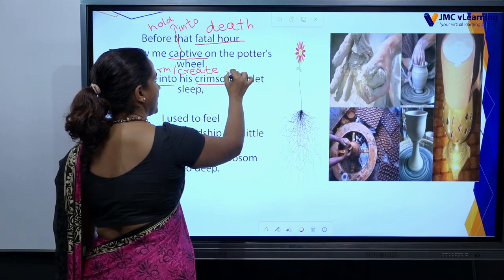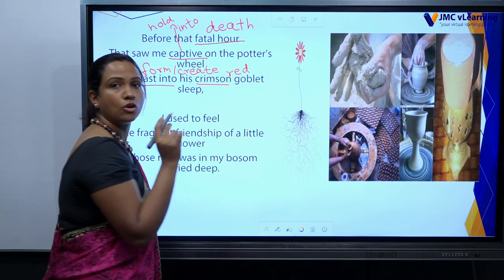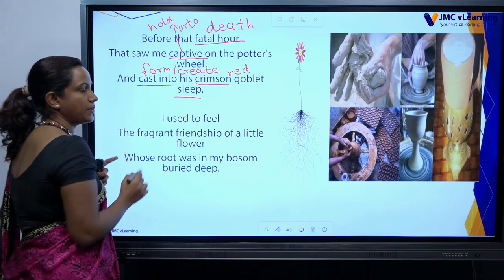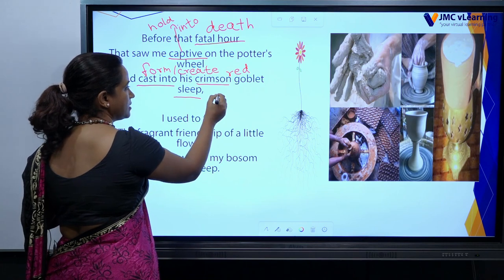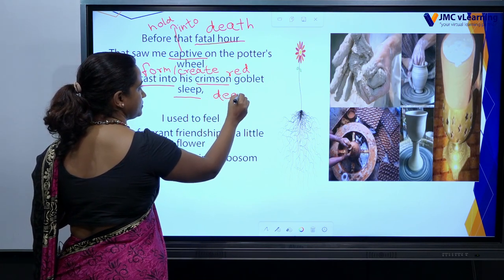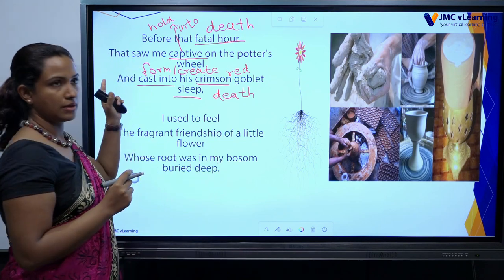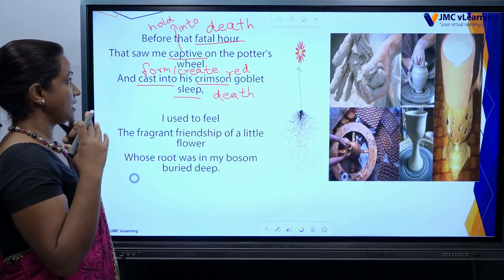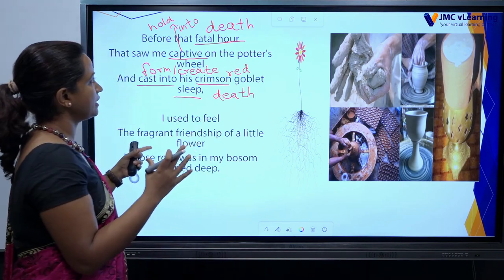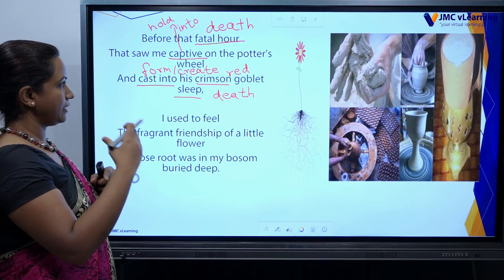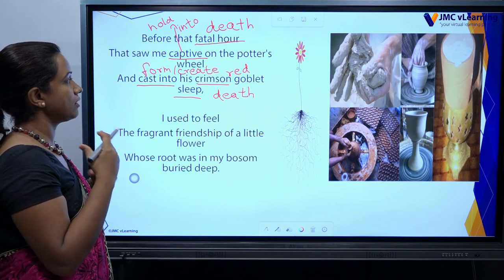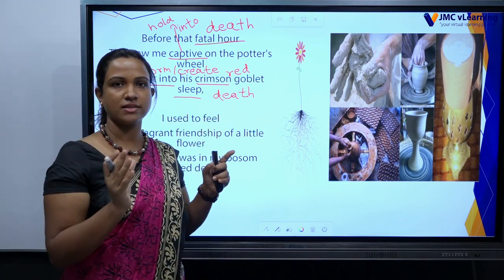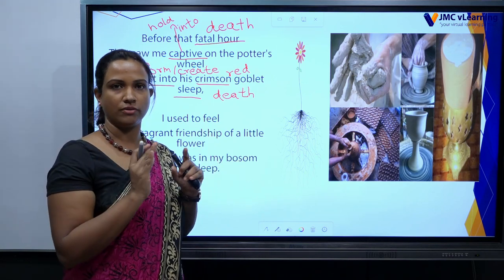So it says red goblet sleep. Goblet is sleeping. Sleeping, the sleep indicates again his death. So, let's move on again. Before that fatal hour, he has been captivated, or caught in the potter's wheel, and it is getting transformed into a red goblet sleep, red goblet death. He considers this present life as a death life. There is no life at all.